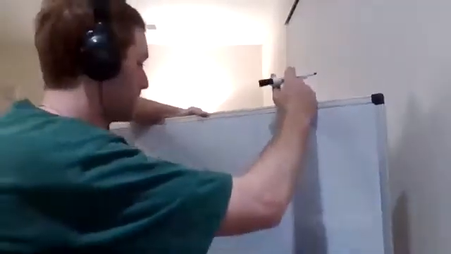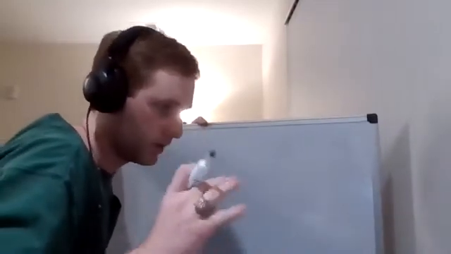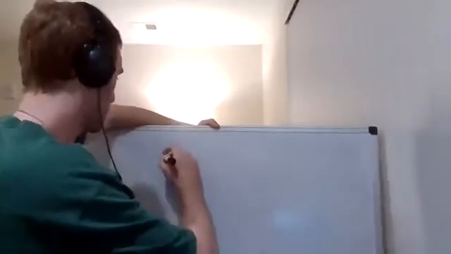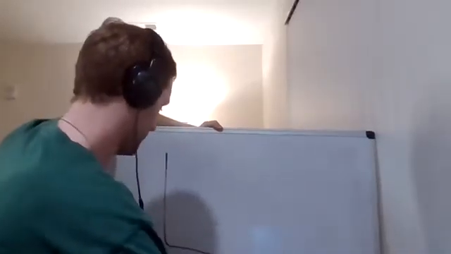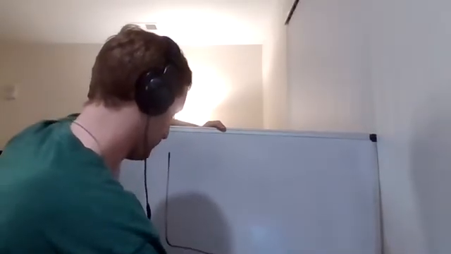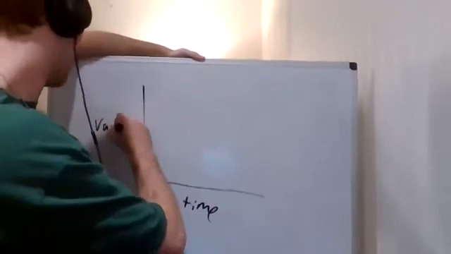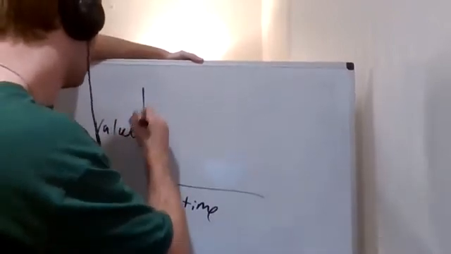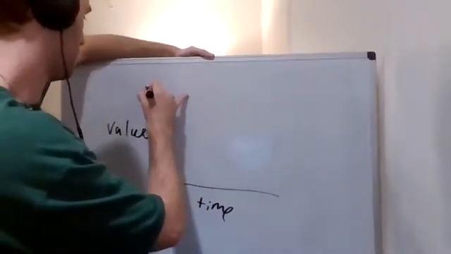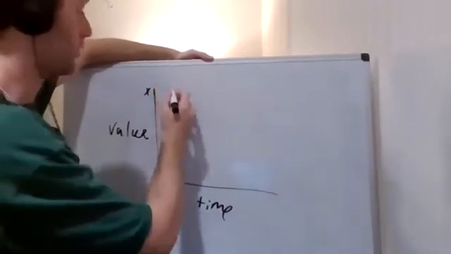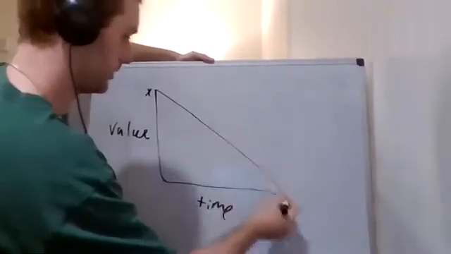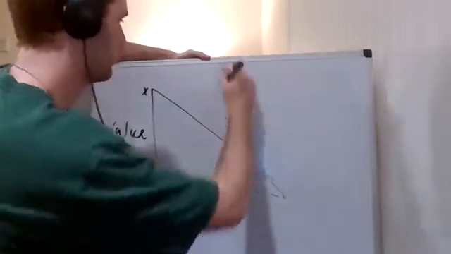Depreciation is an accounting concept. Straight line depreciation is depreciating an asset over a set period of time equally. So imagine a chart with time and value, and this is the value of the asset. We'll just put X, this is how much we bought it for. Straight line depreciation is literally a straight line down, right?